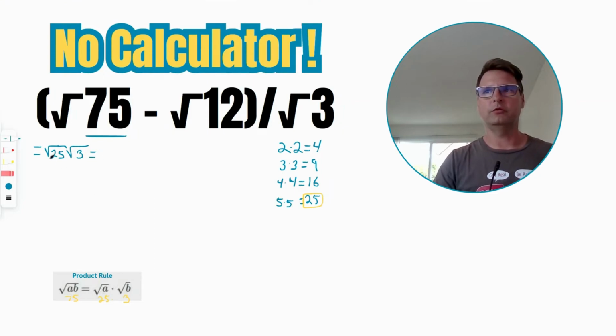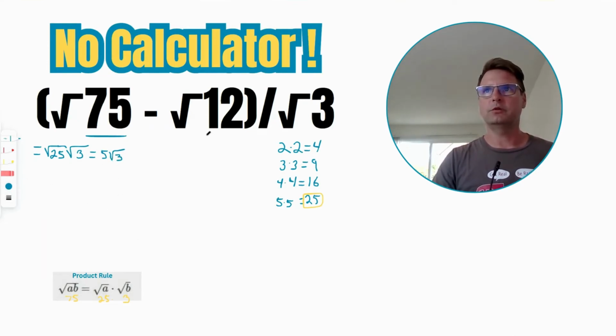What about the square root of 25? That's just 5, right? Because what number times itself equals 25? That's what a square root is, right? So we can replace that with 5. And then no whole number times itself is equal to 3. So that's not a perfect square, so we can't simplify that. So let's leave it like that for now.